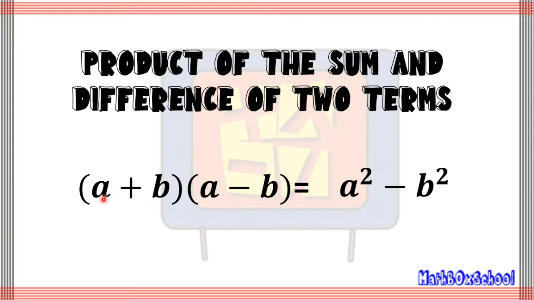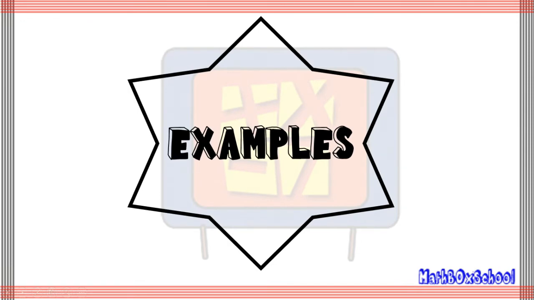So, you have A plus B times A minus B. Pag ganito, all you need to do is just multiply the first term, A times A is a squared, and then minus, multiply the second term of the two binomials, B times B. So the answer will be b squared. Let's have the following examples.